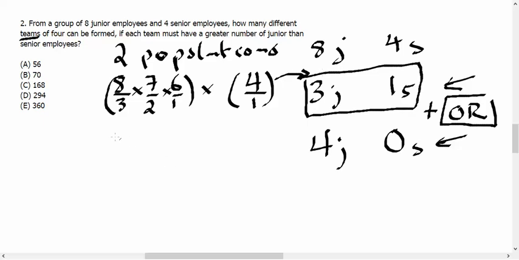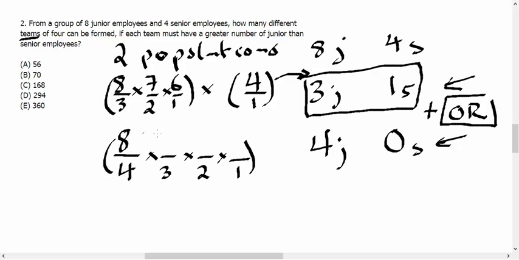Let's take a look at the options where we have 4 juniors. So if we have 4 junior employees, that's 1 junior and another and another and another. Right? 4 junior employees. The order doesn't matter, so we're going to have to divide by 4, 3, 2, and 1. And on top, well, for the first slot, we can choose any of the 8 junior employees. For the second one, any of the 7 remaining. For the third one, any of the 6 remaining after him, and then 5.